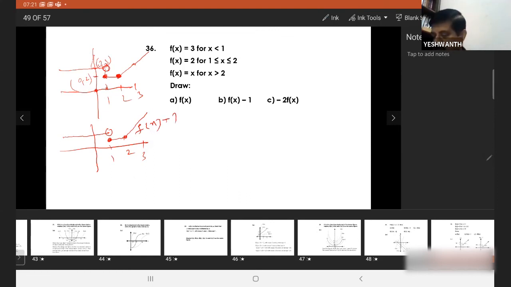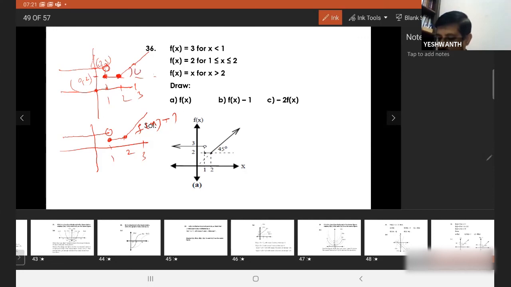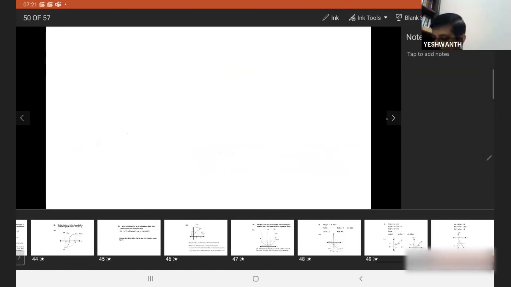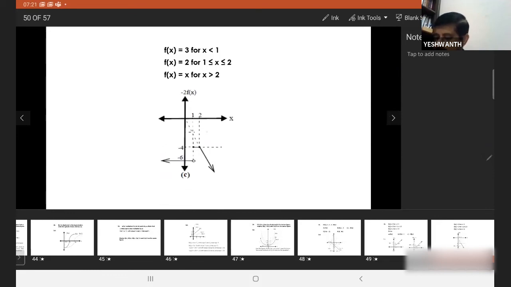So next, third one. I think it's better I show it here. Of course, this is 45 degrees. So here also it will be 45 degrees only. There is no change. So this is second B. Now third C you take. It is like this. So f of x equal to 3 when x is less than 1. f of x equal to 2 when x lies between 1 and 2. f of x equal to x for x greater than 2. So the graph changes like this.